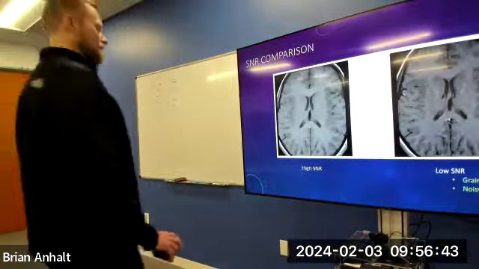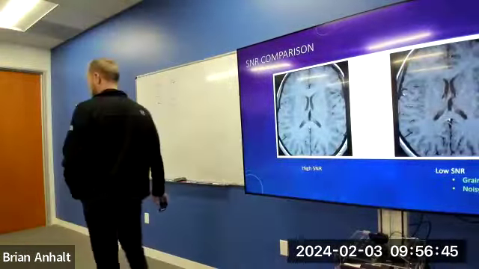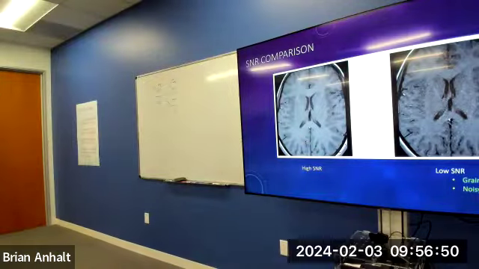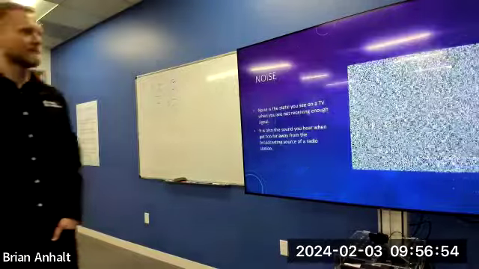Here's another example, high SNR, low SNR. You can see it's grainy. We call that grainy, we call it poor SNR, we call it noisy. So what is noise?